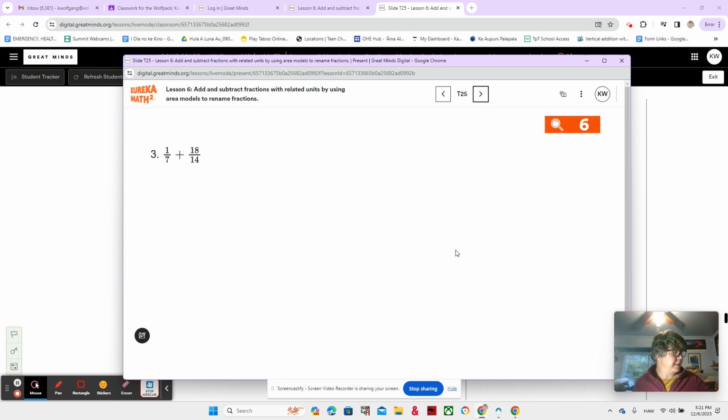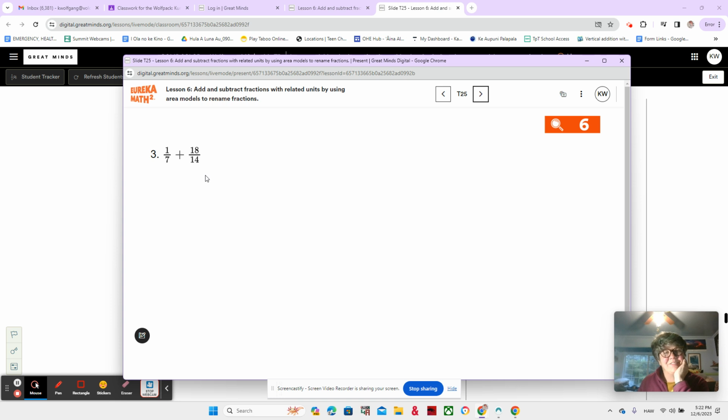And that is on the next page, page 52. We have 1/7 plus 8/14, and we are continuing to use models. So make sure that you're drawing models to go along with these in your notes. 6/15 and 4/5. I'm sorry. That was the last one.